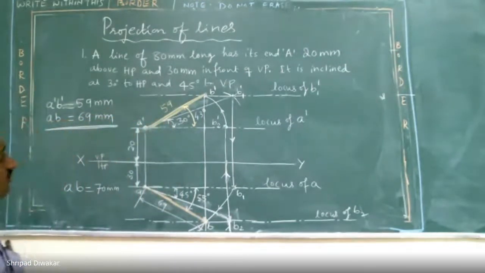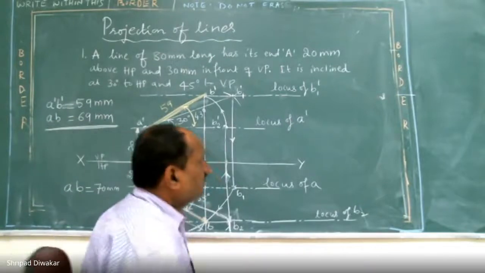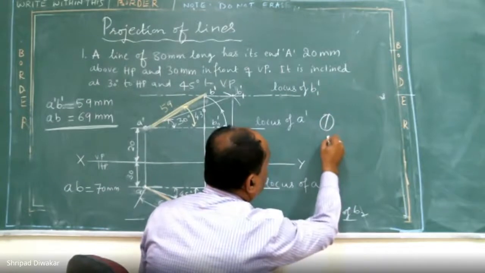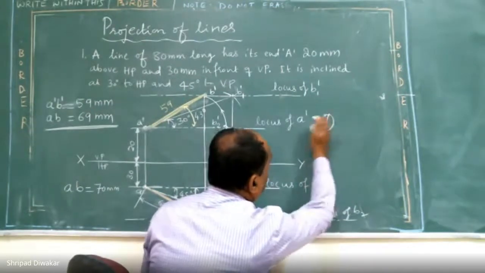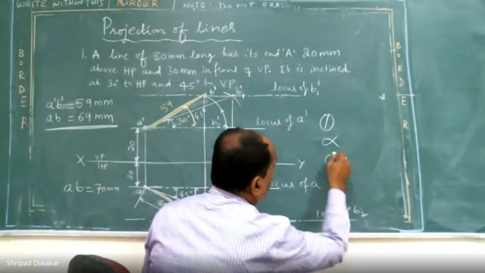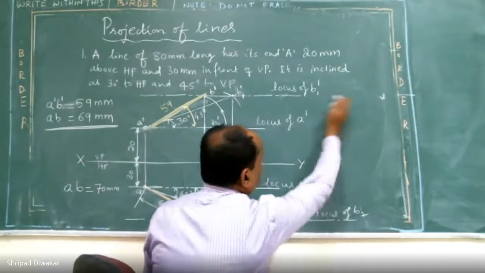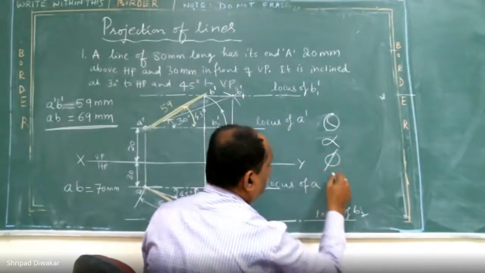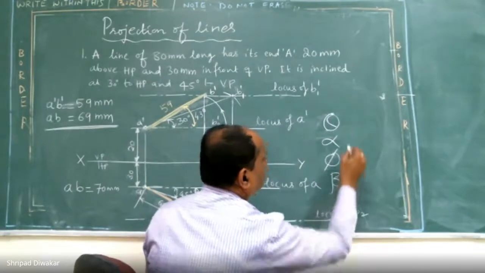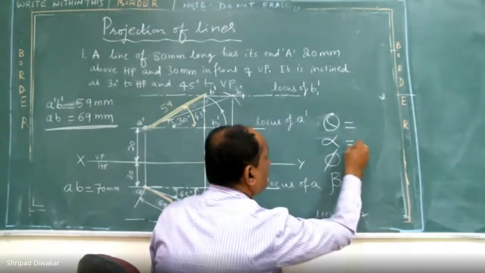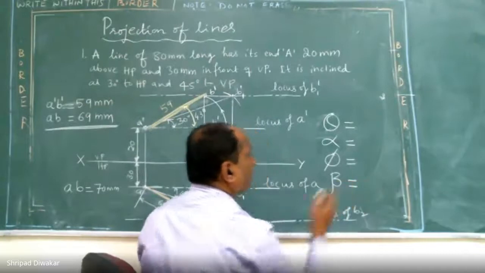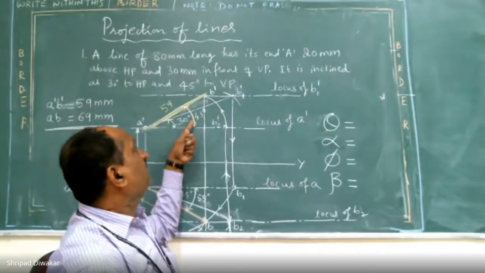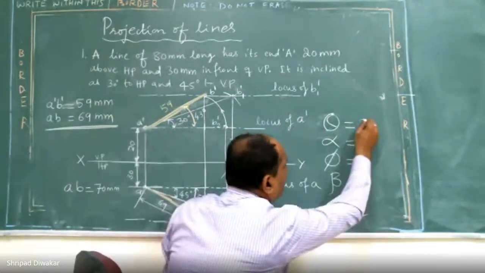Okay, so you remember four Greek symbols: theta, alpha, phi, beta. You see, these are the four symbols you should remember. Okay, theta is your true inclination with respect to front view. True inclination is 30 degree.